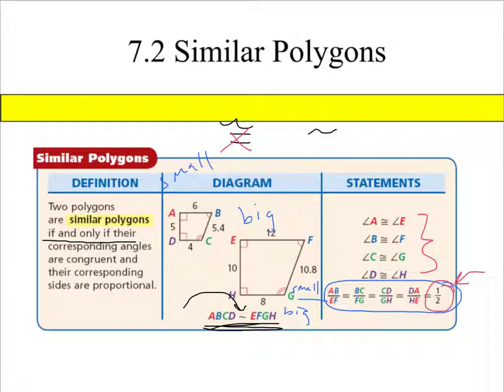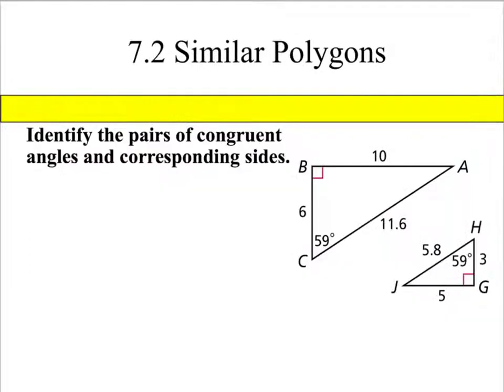Okay, so let's try a problem. Here's the very first one. I'm going to give you a similarity statement that I want you to write down. I am going to say that triangle ABC is similar to triangle JGH. That is a G.